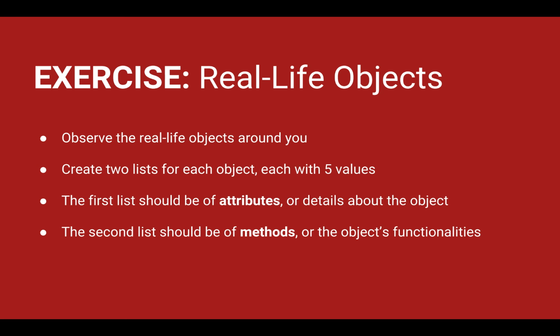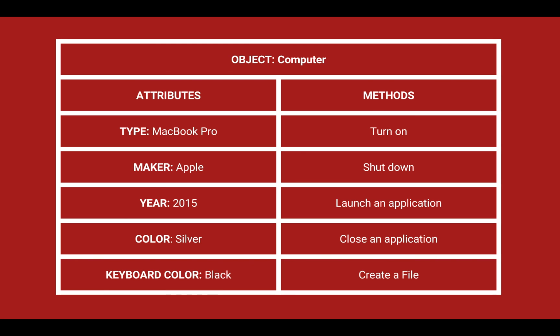So let's take a look at one full example. I've done this for my computer that I'm recording these lessons on. You can see my two lists, one on the left, one on the right. On the left here, I have attributes, and you can see five of them, and the actual characteristic here is in bold, and then the value for that characteristic is written to the right of the colon. So for my computer, I have a type. It's a MacBook Pro. My computer has a maker. That maker is Apple. My computer has a year of production, and that's 2015. My computer has a color, and the value for that attribute is silver. And my computer also has a keyboard color, and that is black.